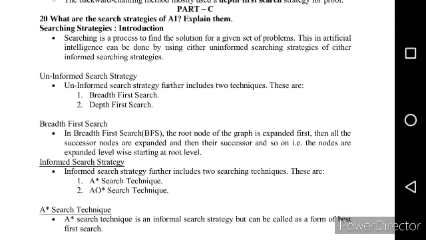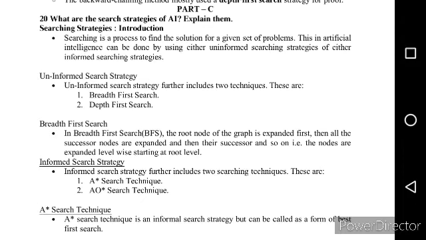Part C. What are the search strategies of AI? Explain them. Searching strategies. Introduction. Searching is the process to find the solution for a given set of problems. This in artificial intelligence can be done by using either uninformed searching strategies or informed searching strategies. Uninformed search strategy.